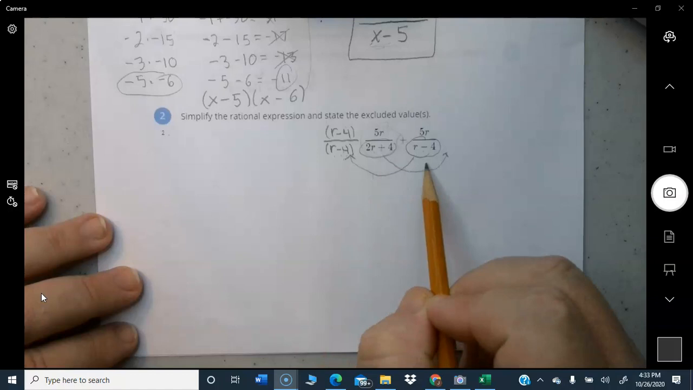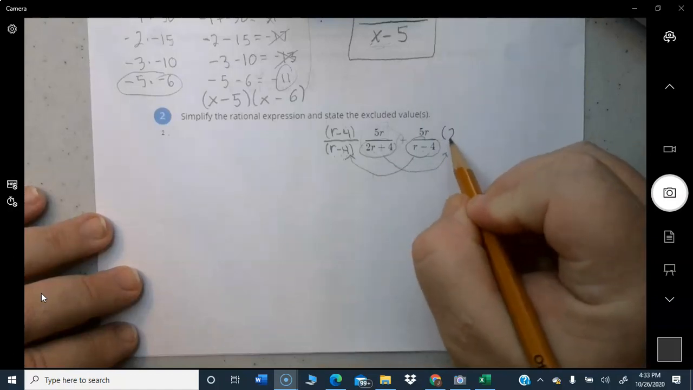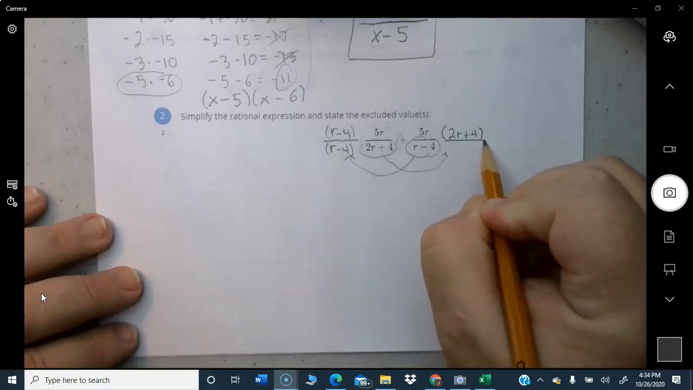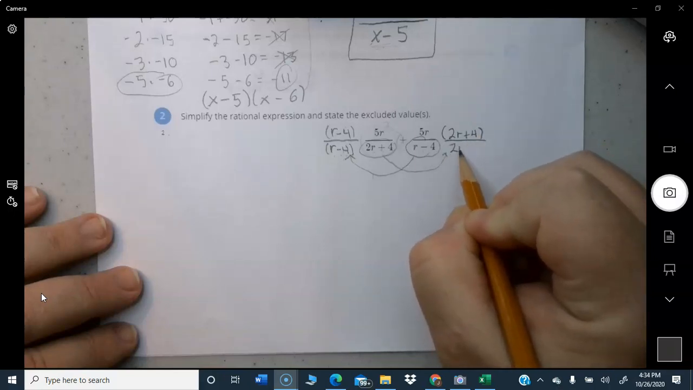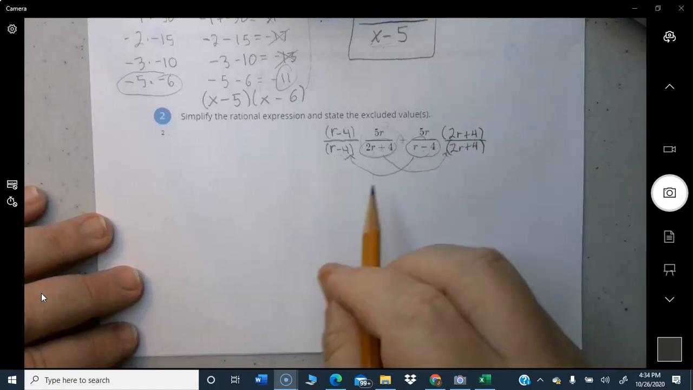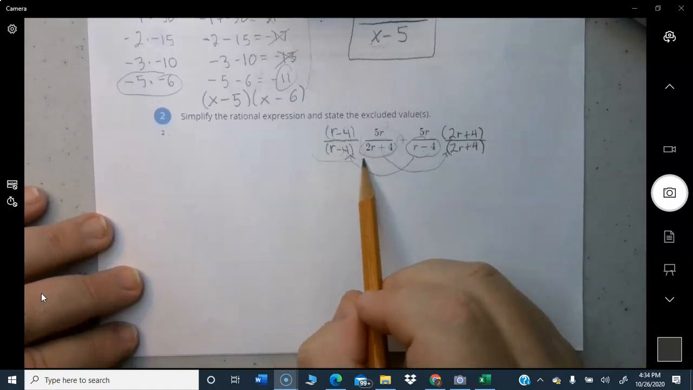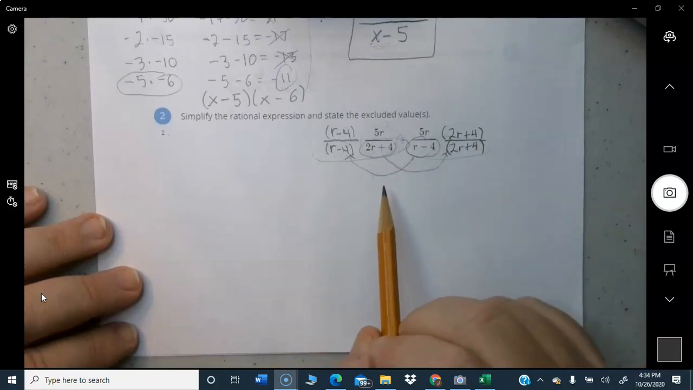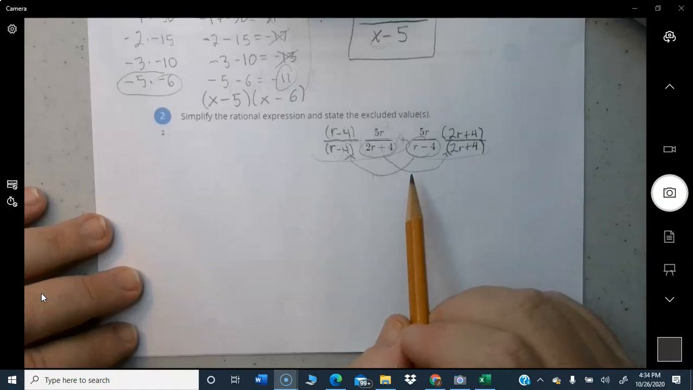Now we're going to bring 2r plus 4 over and do the same thing over here. You got to do both top and bottom. And so you'll see now we have a common denominator. This is the same as this. So the denominator is common, okay?